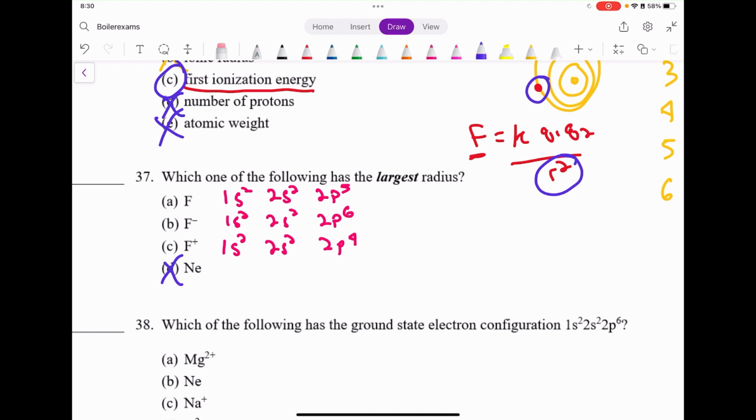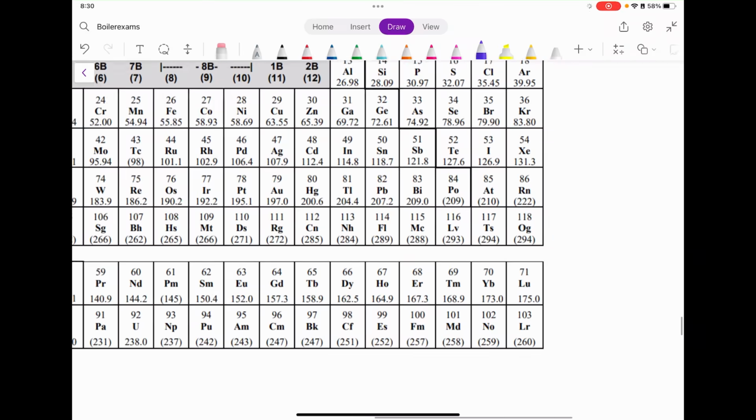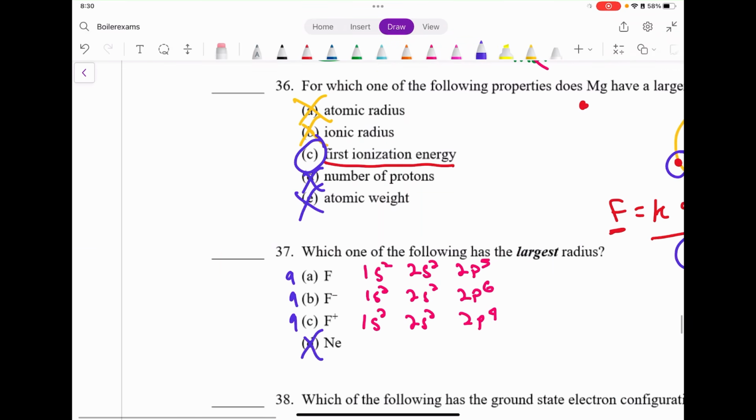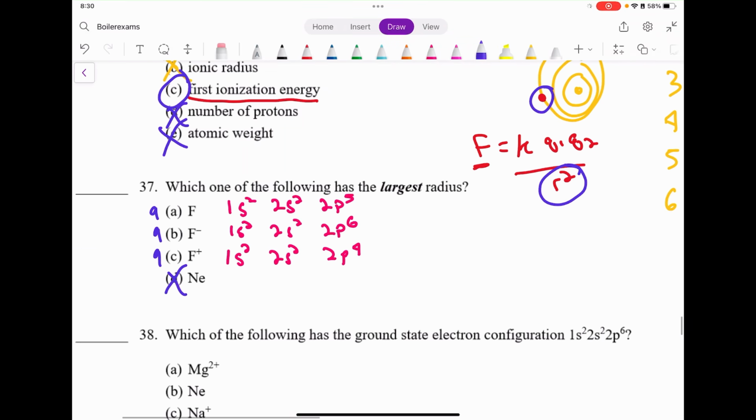Okay, so now we're just looking at fluorine. Now, in the opposite case, A, B, and C all have the same amount of protons, obviously, because they're all the same element. It's got 9, right? Should double check that. Yeah, it's got 9. Okay, these all have the same nuclear strength. So the only thing that matters is the electrons and their configuration.